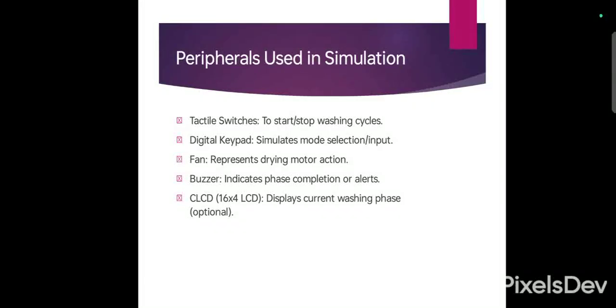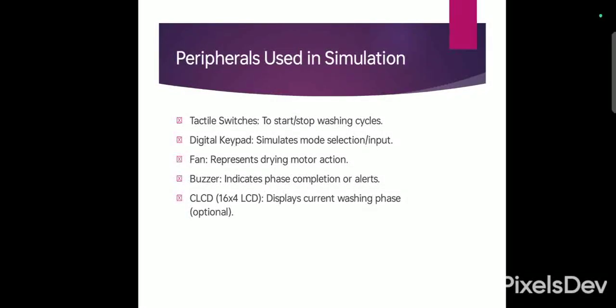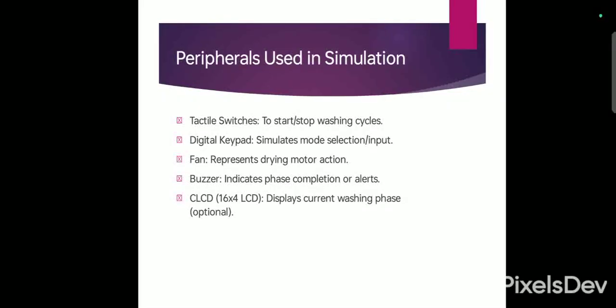And a fan is used to represent the drying phase. And a buzzer, which is used to indicate the phase completion, and it is also used when you open the door while running the washing machine, it gives a caution. And a 16x4 LCD used to show the current process, where it enables us to see whatever program that we are selecting.